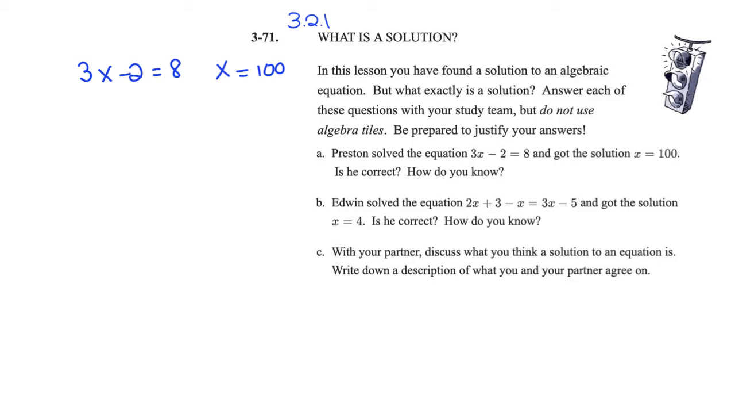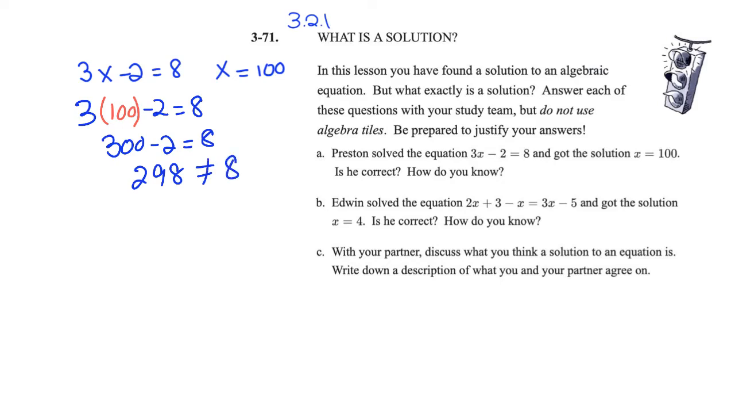For letter A, we're going to try to see if x is equal to 100. What we do for that is we take the x out and we substitute 100 in its place. So 3 times x becomes 3 times 100. We still keep the minus 2. We still keep the equals 8. We're just trying to see if this makes a true statement. So 3 times 100 is 300. 300 minus 2 is equal to 298. That is not equal to 8. So this is not a solution. We know that it's not a solution because 100 does not work when you put it in the equation for x.